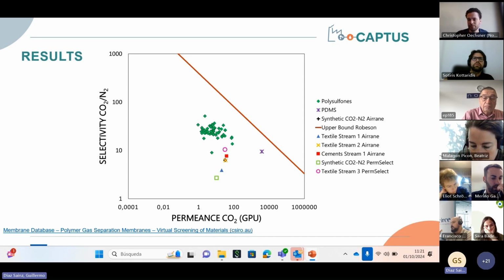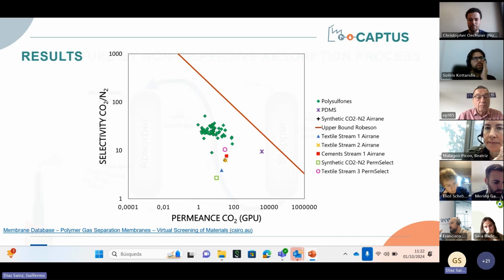So I think that one of the most important challenges in this research line, CO2 capture using membrane-driven processes, is finding a material that has a very high permeance of the CO2, but at the same time can separate in an effective way the CO2 from the nitrogen and the CO2 from the oxygen, and if we have other types of compounds.